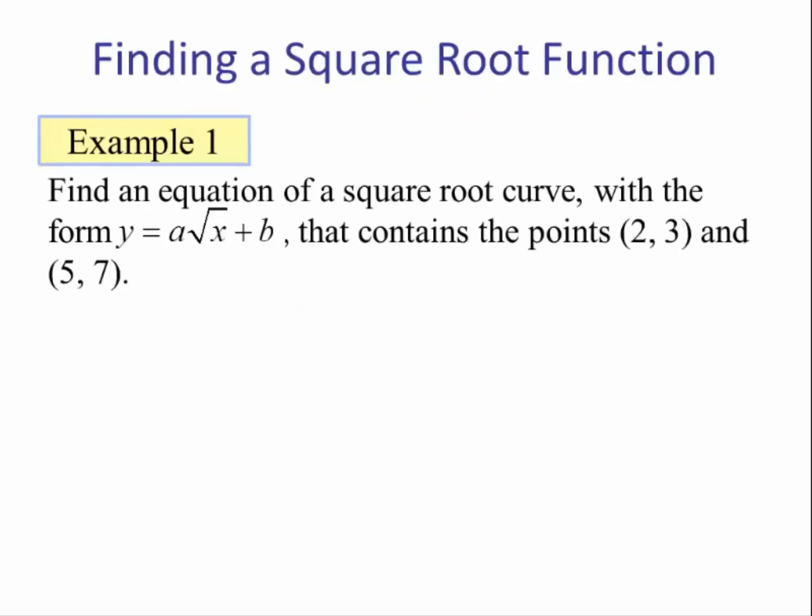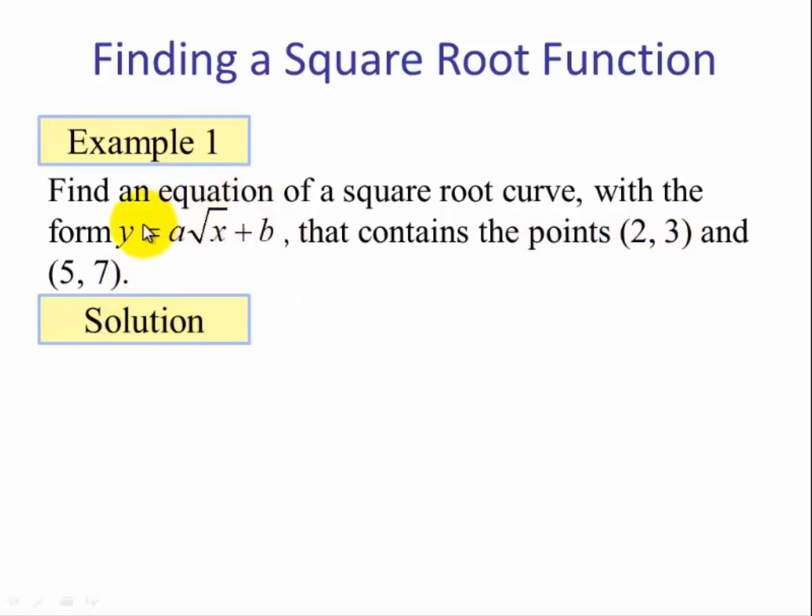Example 1. Find an equation of a square root curve with the form y equals a times the square root of x plus b that contains the points (2, 3) and (5, 7). Solution. We're given two points. We have two x values, 2 and 5, and two y values, 3 and 7.